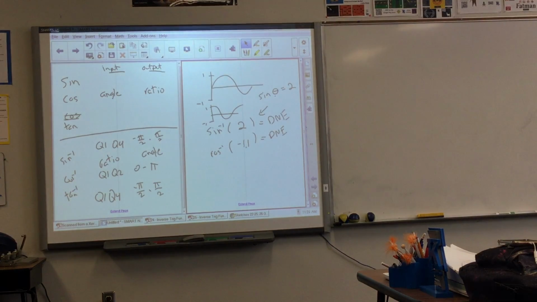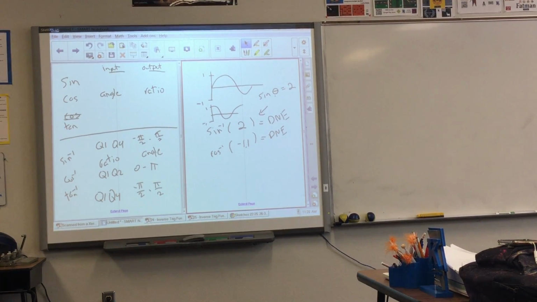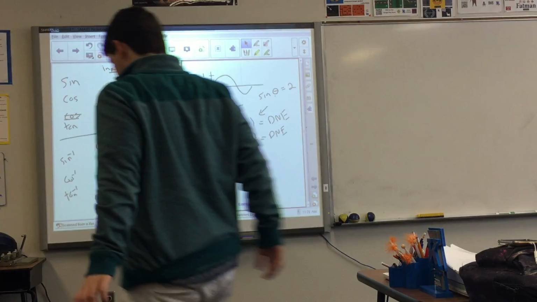These first couple problems are literally just, can you use your calculator to solve an inverse trig function? You want to make sure that your calculator is in radian mode.